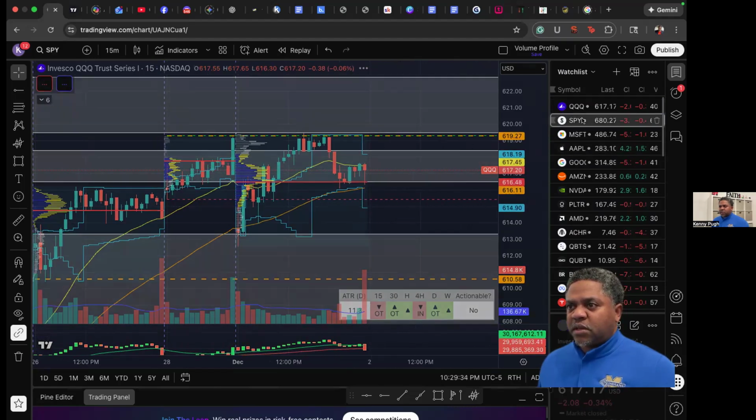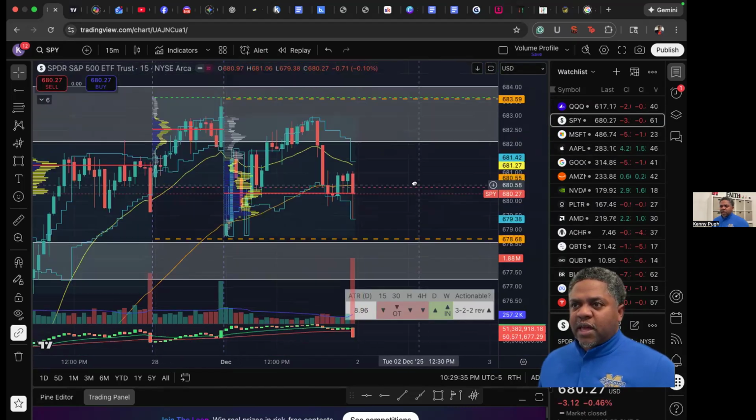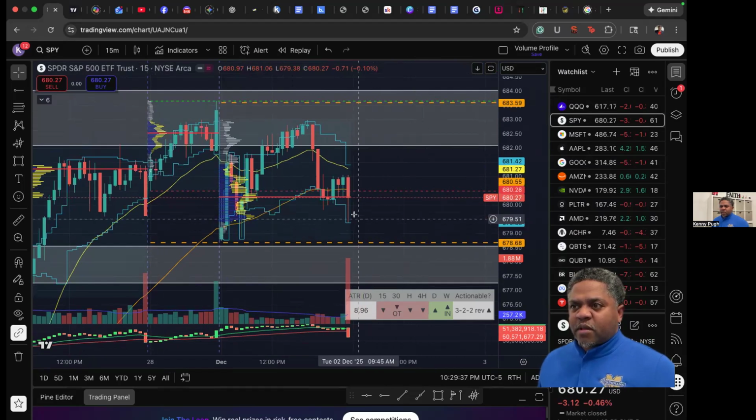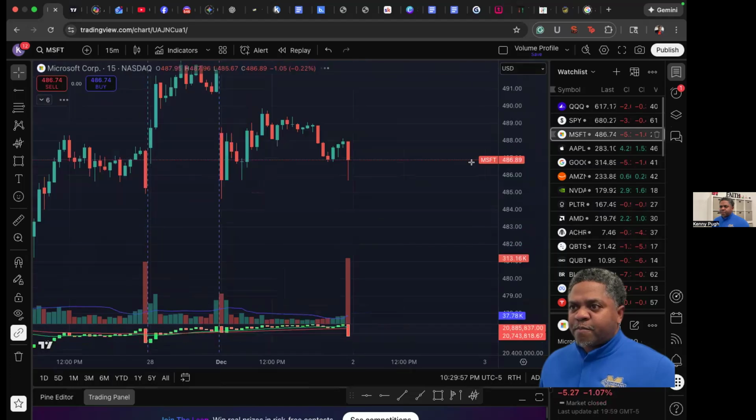So that's the cues. If we're looking at S&P, we're in between a zone to the upside and a zone to the downside. I don't like trading when the price is in these zones. So I'm waiting for this liquidity to get taken to the downside, or I'm waiting until we get a break to the upside here before I have any interest in SPY.